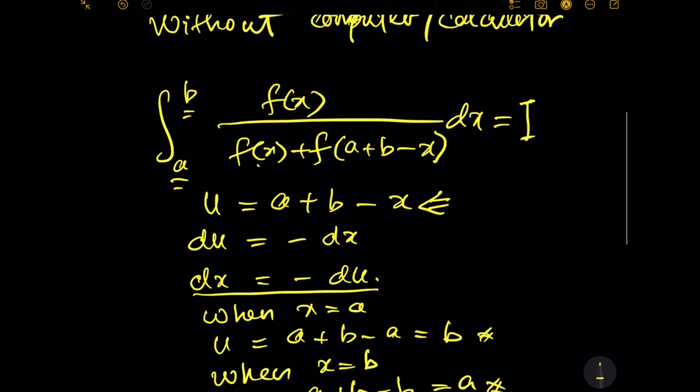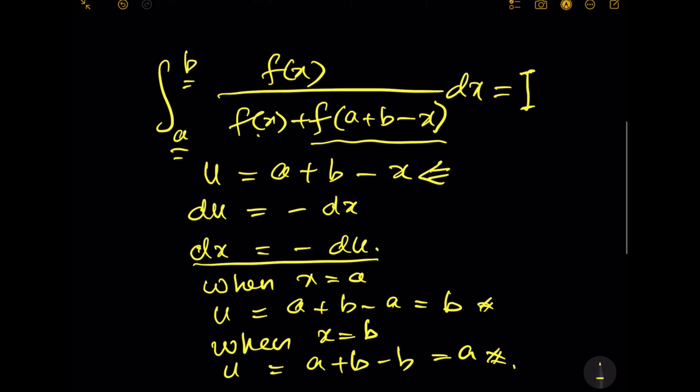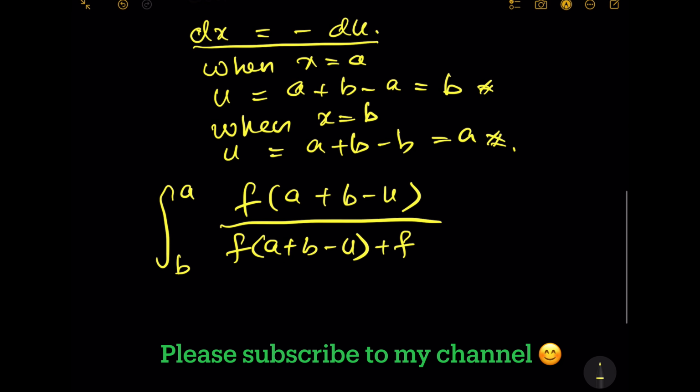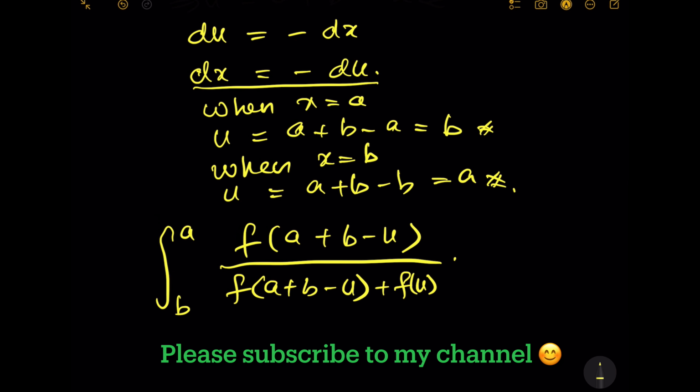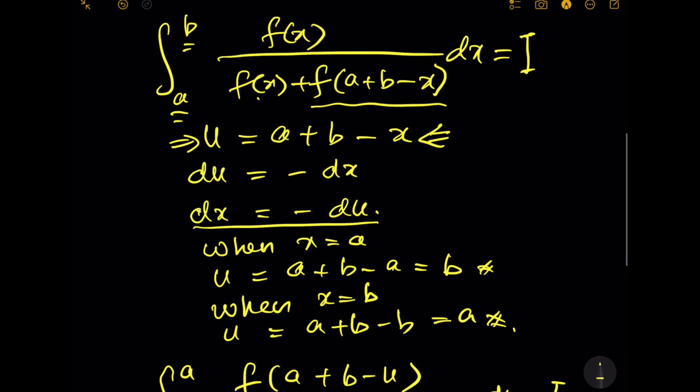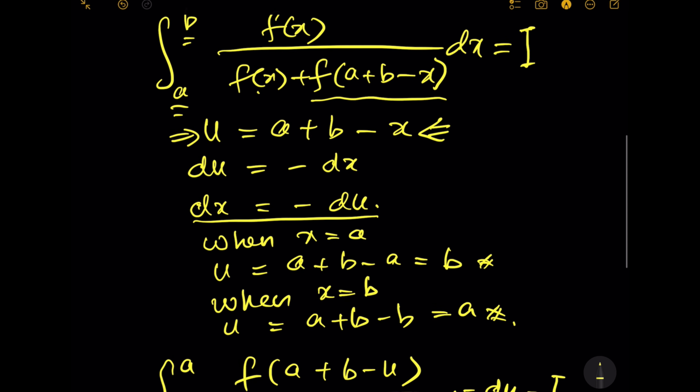Lastly, the function a plus b minus x, which is referred to here, becomes just f of u, plus f of u, multiplied by dx. What is our dx? The dx is actually negative du. Again, this is supposedly equal to I, the supposed answer for both integrations.